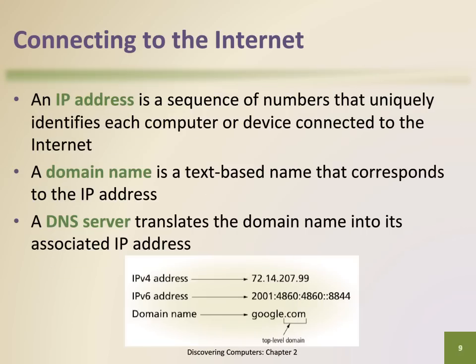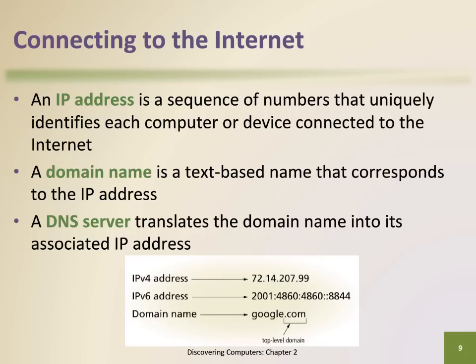An addressing system is used by the Internet to send data to a computer at a specific destination. The Internet Protocol address, or IP address, is a set of numbers that uniquely identify each computer connected to the Internet. The domain name is the text version of an IP address. Both the numbers in the IP address and the text in the domain name are separated by periods.